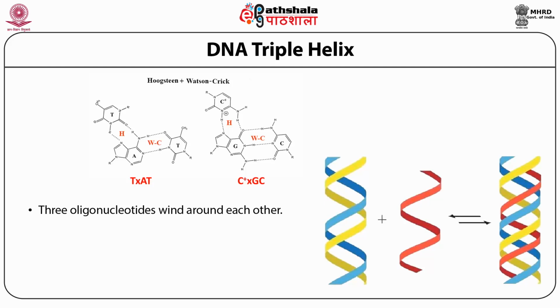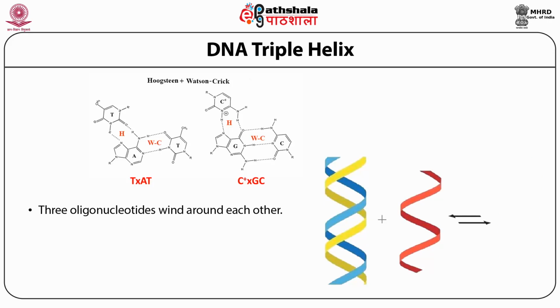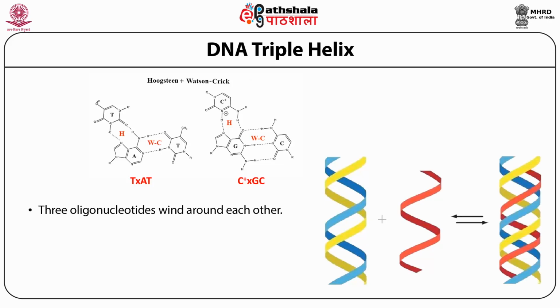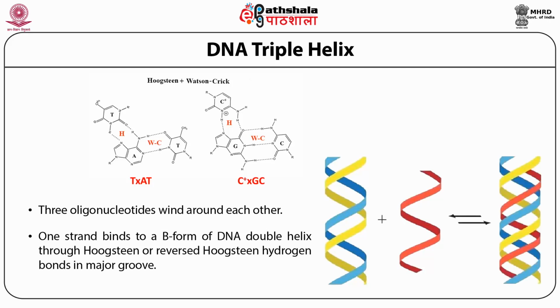This kind of combination of Watson-Crick and Hoogsteen base pairing is very important for making a DNA triple helix, where you can have a perfect B DNA, and then another single stranded DNA can come together, where it is the red strand which comes together, and three strands wind around each other and form this DNA triple helix. This particular red strand binds to the major groove of double stranded DNA by Hoogsteen or reverse Hoogsteen hydrogen bonds and forms the triple helix.